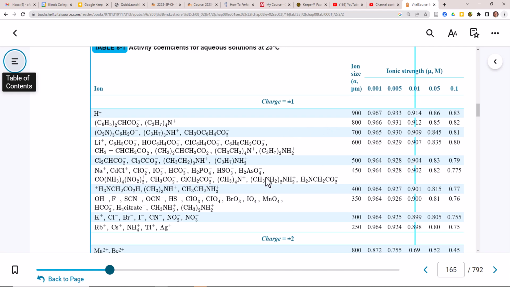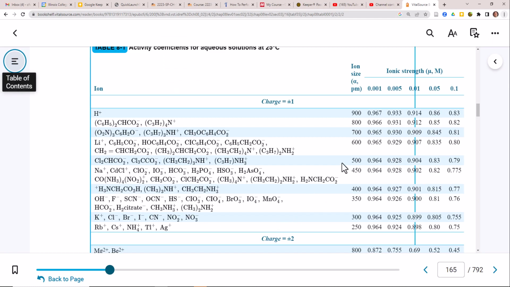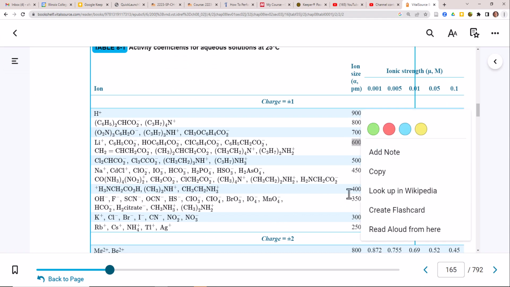So if we go back to our problem, it says in this table we find that the hydrated radius of phthalate, this ion right here, is 600 picometers. It tells us that the size of HP is not listed, but we will suppose that you've just stuck one little puny hydrogen on there, so its hydrated radius alpha is also going to be 600 picometers. A hydrated radius, if you watched that other video you might remember, is the radius of the ion plus any water molecules closely associated with it. So we're going to use this 600 row and read across.